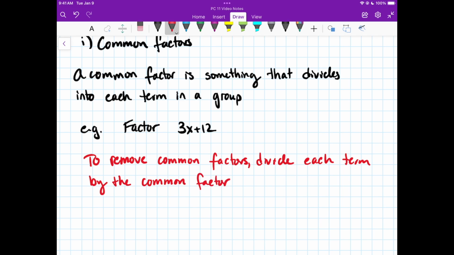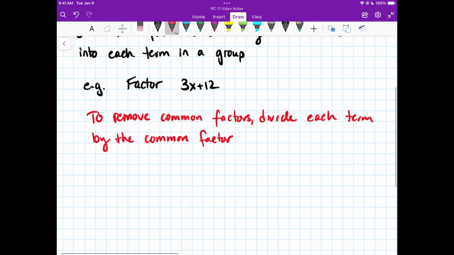Great. So looking at 3x and 12, we can't take out any variables. We only have an x in one term, so there's nothing common on that side of things. But if you look at 3 and 12, hopefully you'll recognize that we can take a 3 out from both of those. So the way we write that is we're going to pull out the 3, and then if we just divide each of those terms, 3x divided by 3 is just going to be x, the 3's cancel out, and 12 divided by 3 is going to get me 4. So there, we've removed a common factor. That's done.